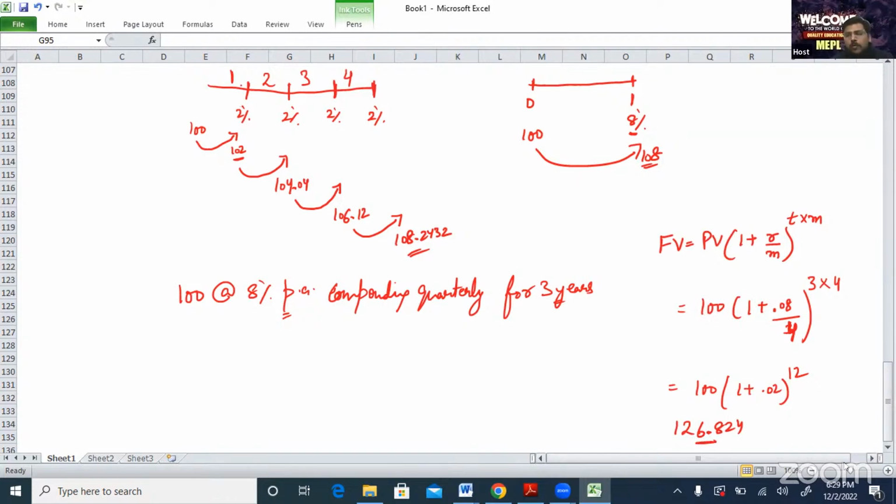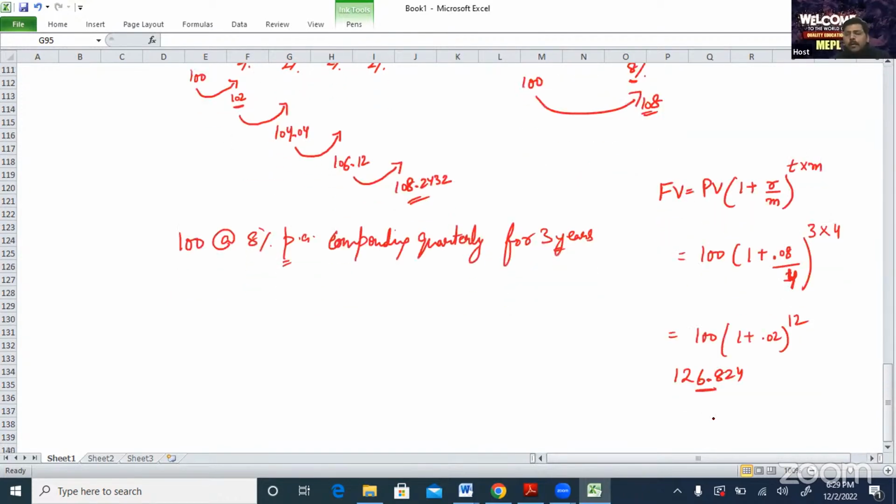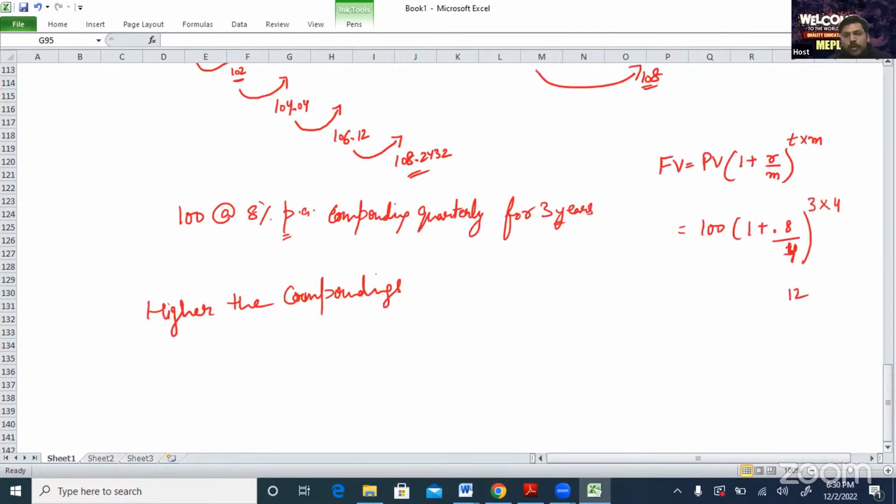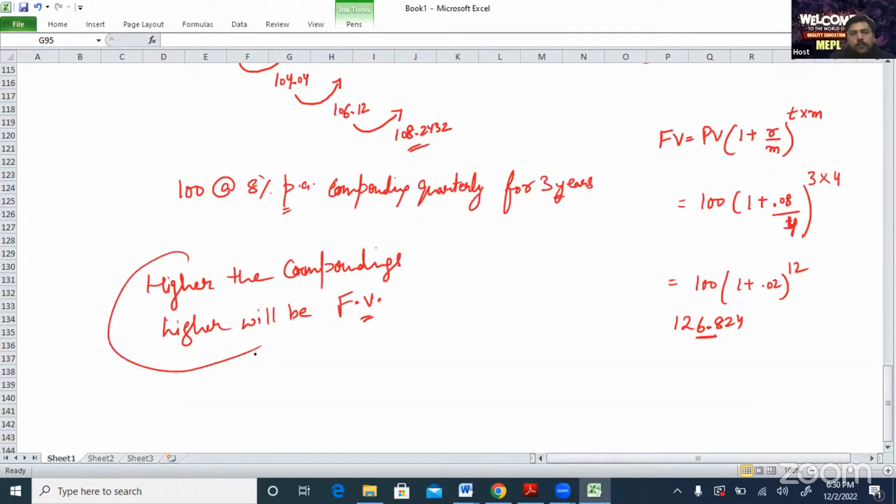Okay, so logically think. This is important to note down: the higher the number of compoundings, the higher will be the future value. The more compounding there is, the more interest on interest you get, so your future value will be higher.